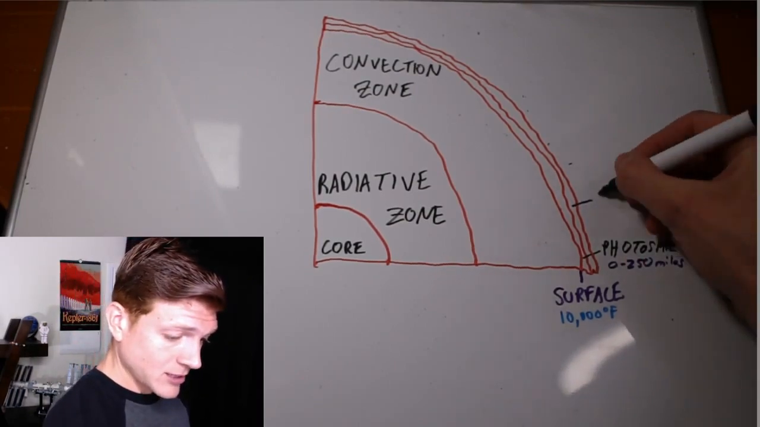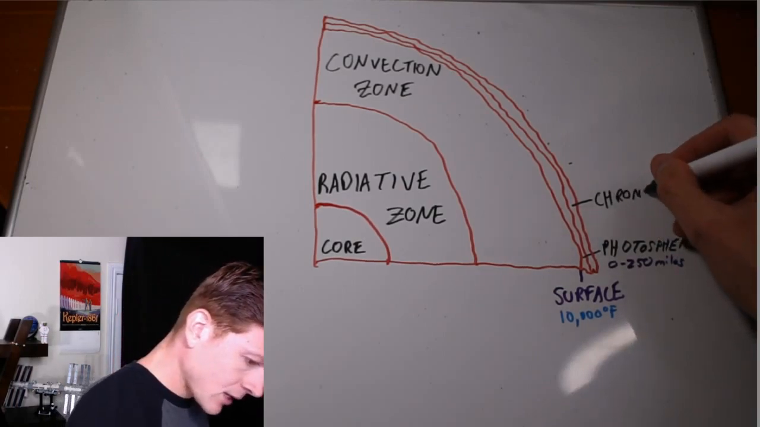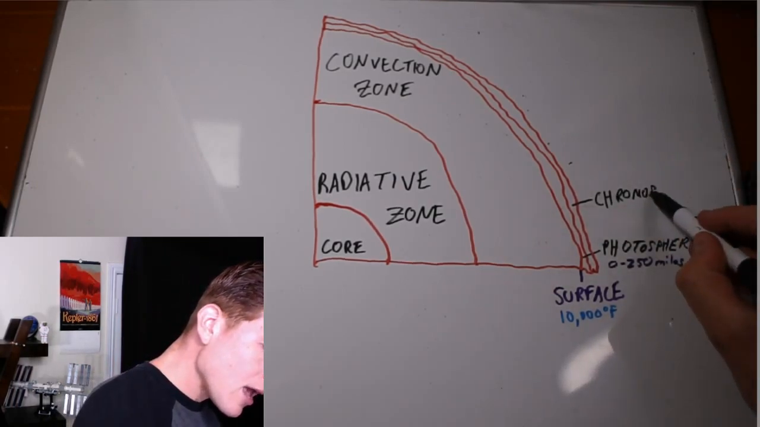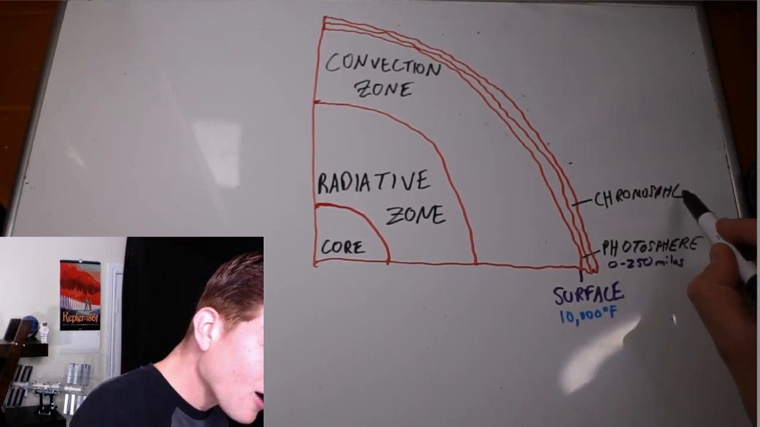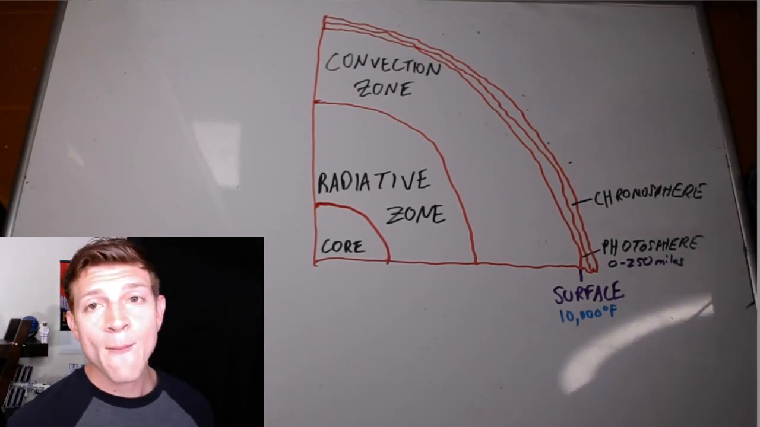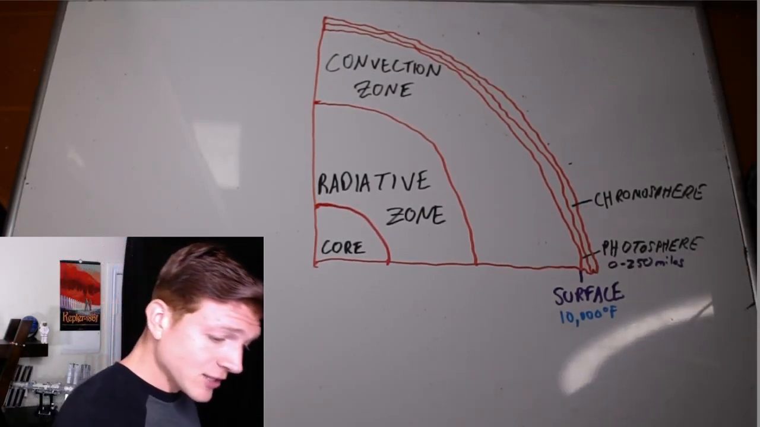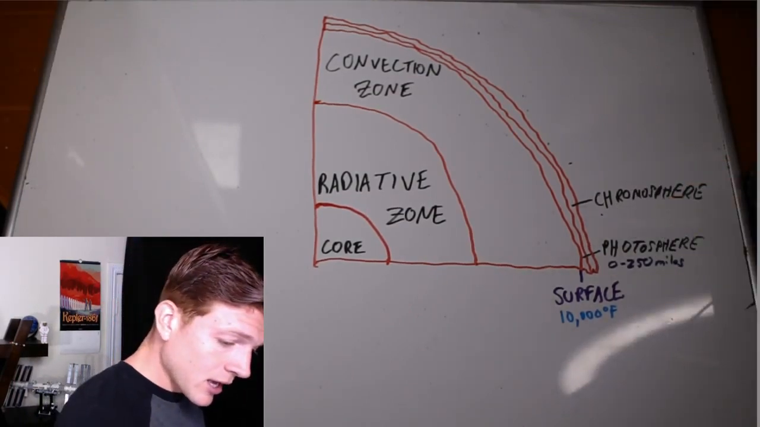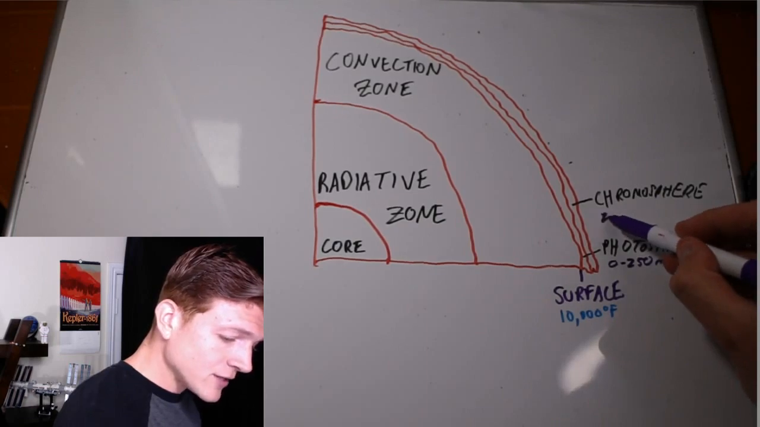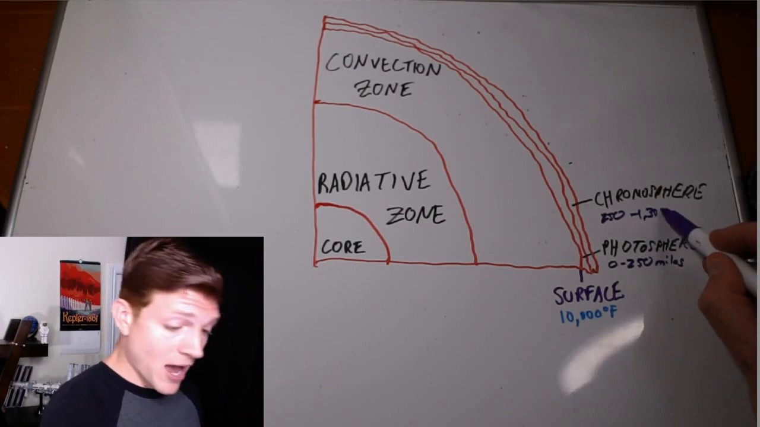So write this down, C-H-R-O-M-O-S-P-H. That S doesn't look that good. Don't judge me on my S. E-R-E, C-H-R-O-M-O-S-P-H-E-R-E, chromosphere. Okay, this one is, I'm going to need to use my purple, 250 to about 1,300 miles.